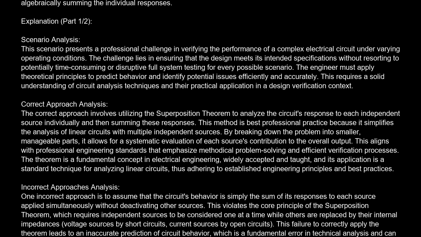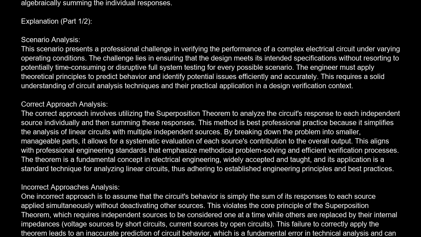By breaking down the problem into smaller, manageable parts, it allows for a systematic evaluation of each source's contribution to the overall output. This aligns with professional engineering standards that emphasize methodical problem-solving and efficient verification processes. The theorem is a fundamental concept in electrical engineering, widely accepted and taught, and its application is a standard technique for analyzing linear circuits, thus adhering to established engineering principles and best practices.